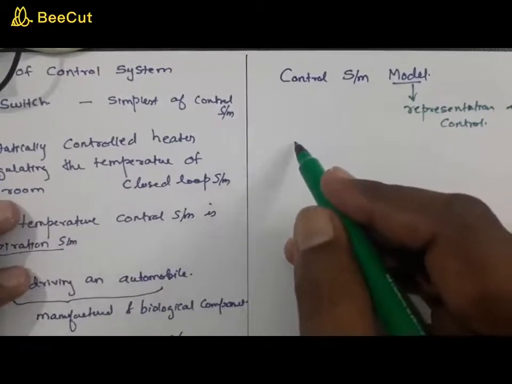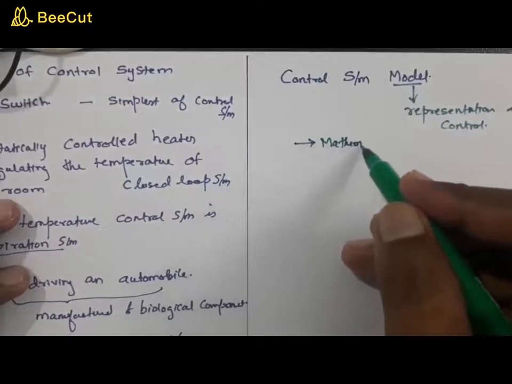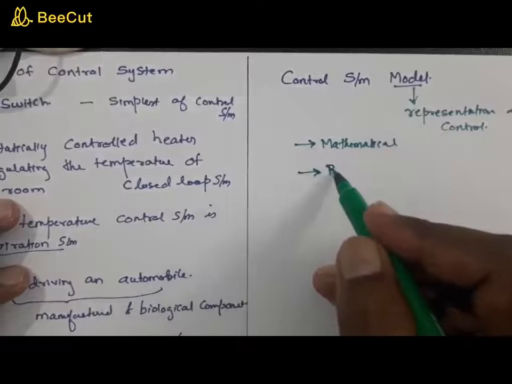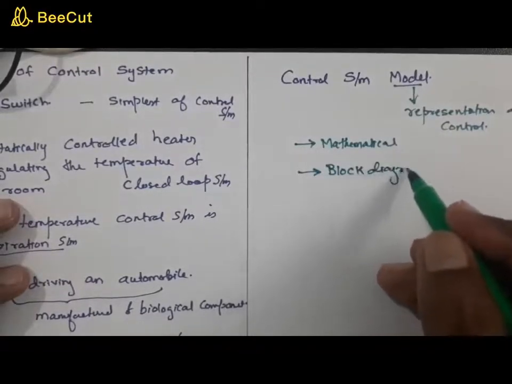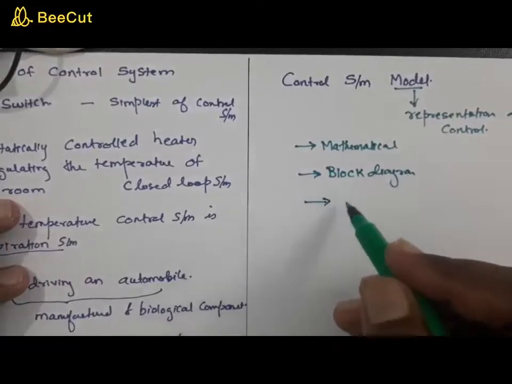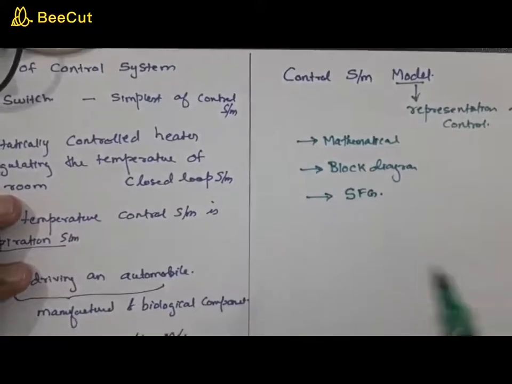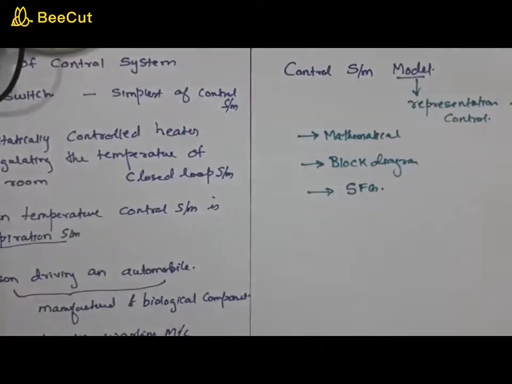They are, number one, the mathematical model, I'll explain what it is. Then you have the block diagram model, and number three is the SFG, I'll tell you what it is. Now let's move on to the mathematical model. A model is just a representation of the components of the control system.